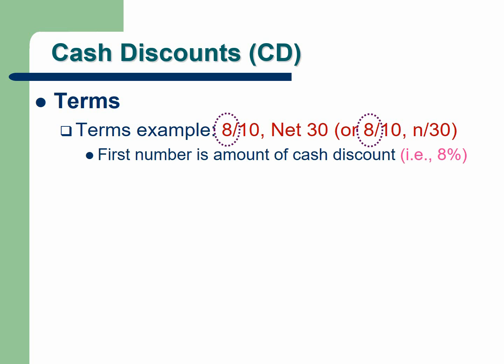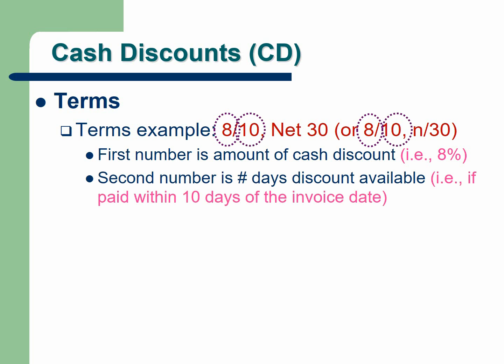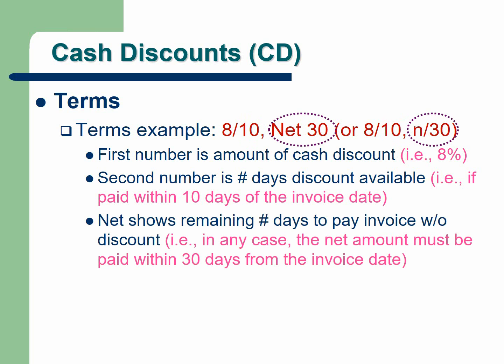same thing. The first number, which is 8 in this example, indicates the amount of cash discount. So 8/10 means you're going to get an 8% discount. The second number, which is the number after the first slash, is the number of days for the discount. So in this case, 8/10 means you're going to get an 8% cash discount if you pay the invoice within 10 days from the invoice date.